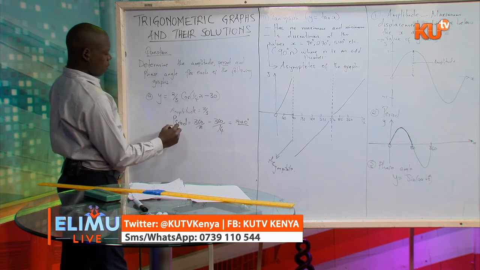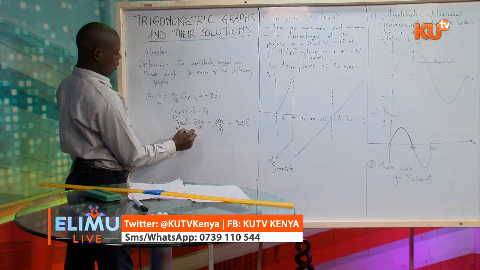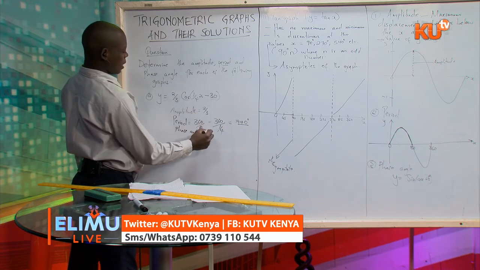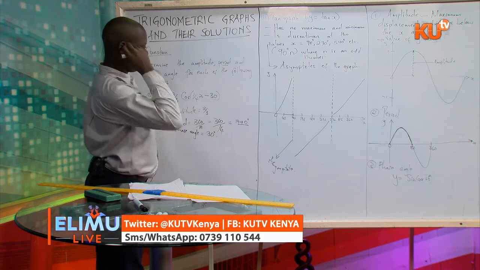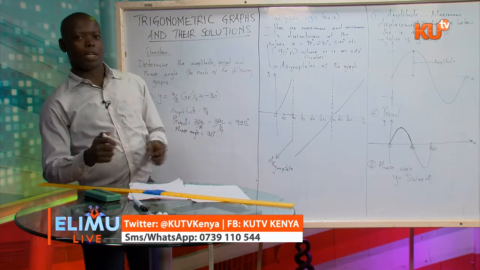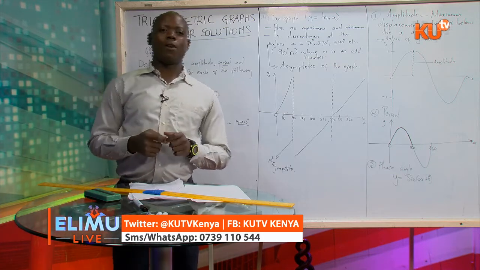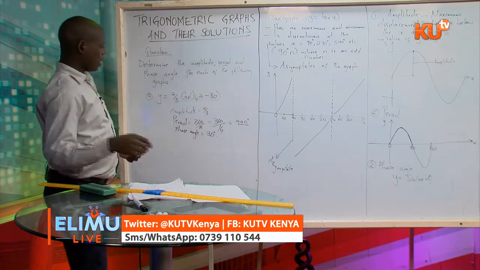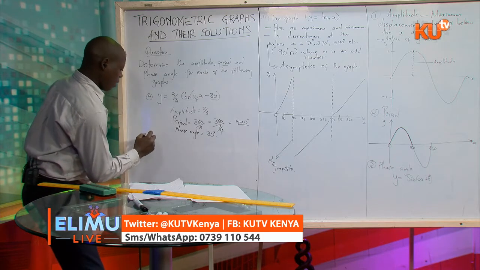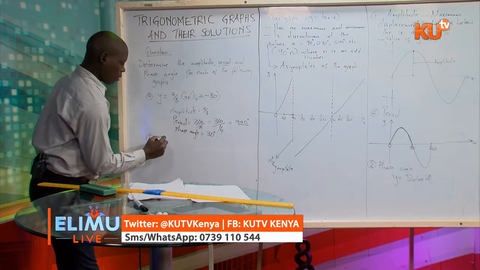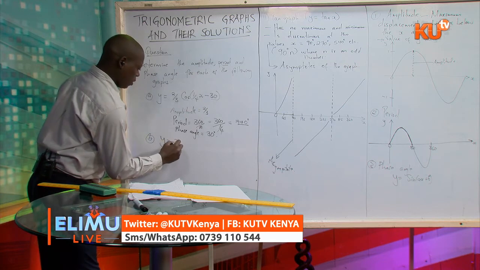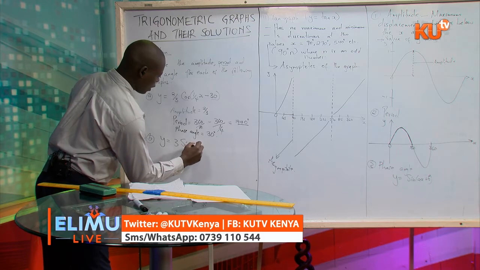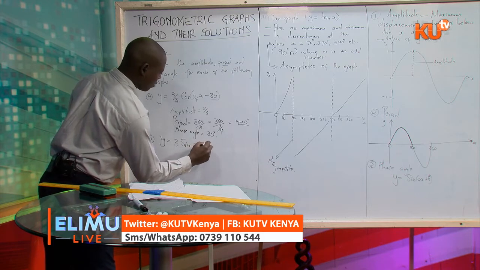And the phase angle will now be the angle difference, and in this case it is 30 degrees. So that is how we will identify such values from a question like what we have. If, for example, we have another one, y equals 3 sine 2x plus 45.